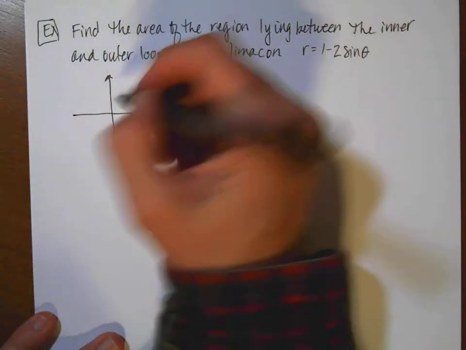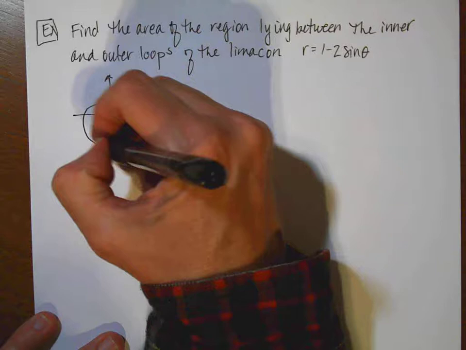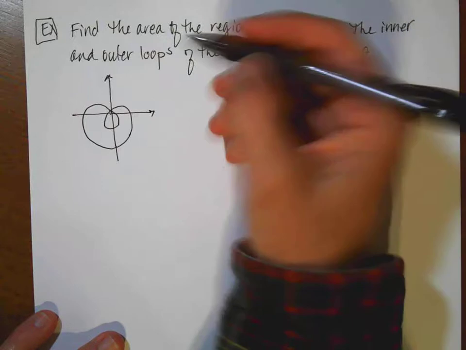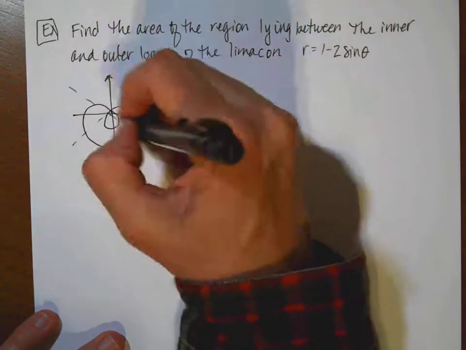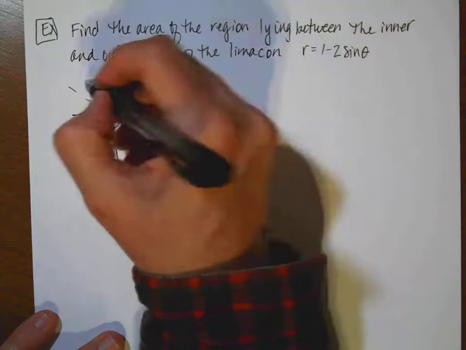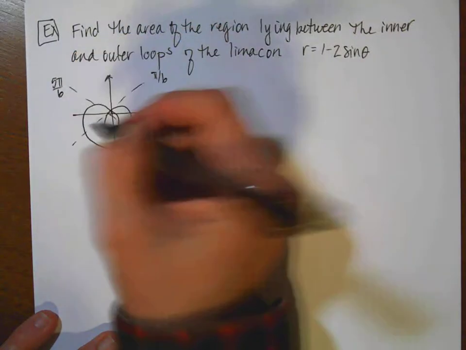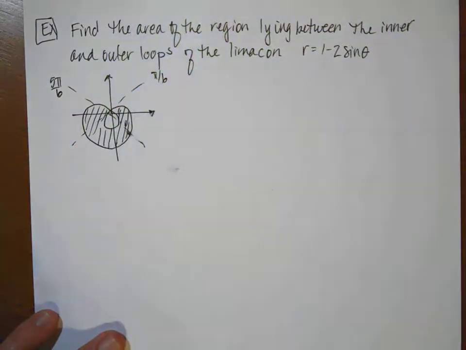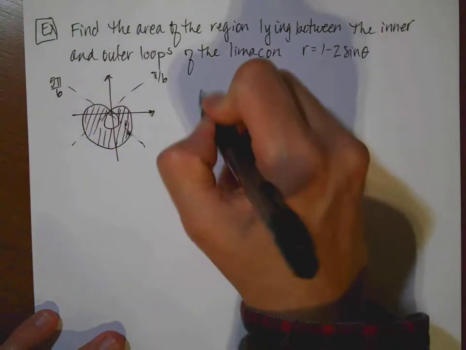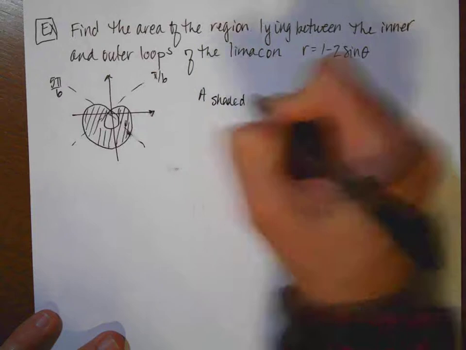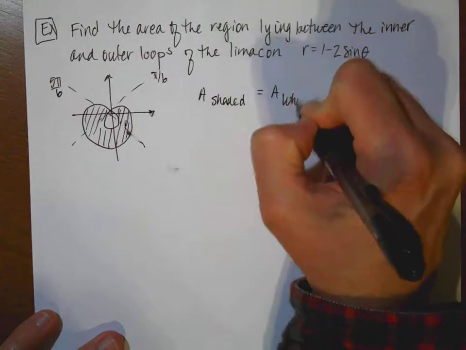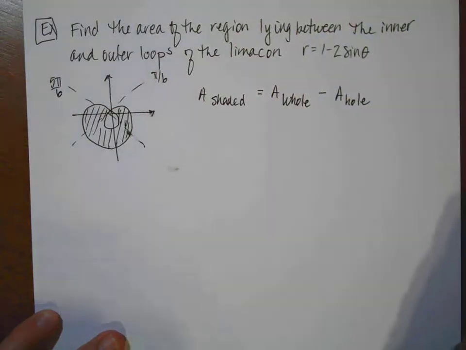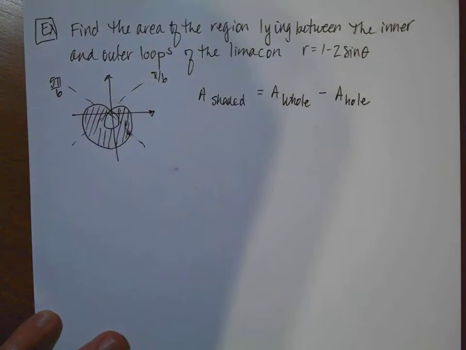So if we look at the graph, here's the outer loop, and then it's going to have an inner loop. Okay, it's really kind of a crappy picture. But if we look at this information, this is going to be pi over 6, and this is going to be 5 pi over 6. And we're actually looking for the area in between those two curves. So the area of the shaded region is going to equal the area of the whole minus the area of the inner loop, as we go back to chapter 7 from our book.